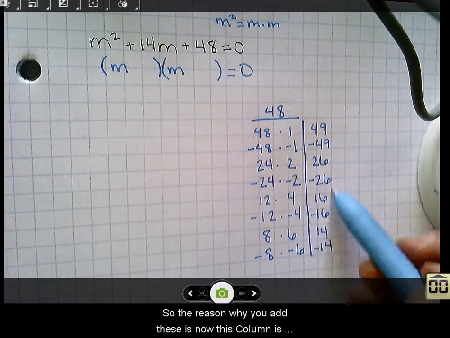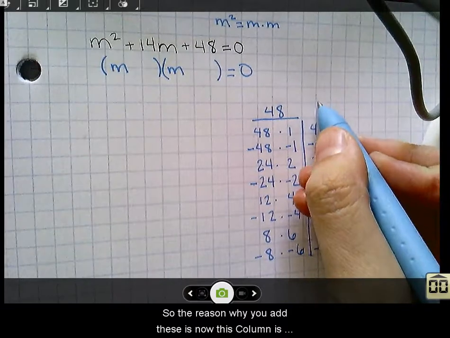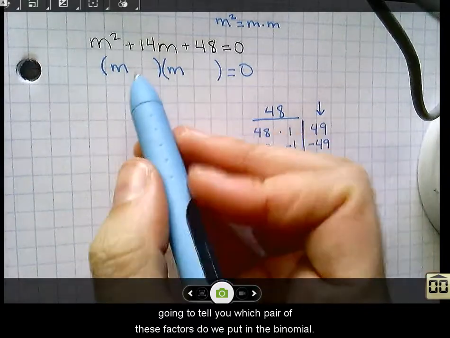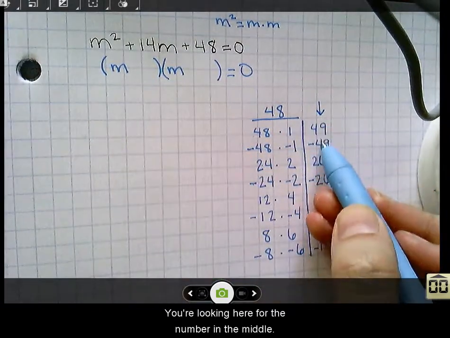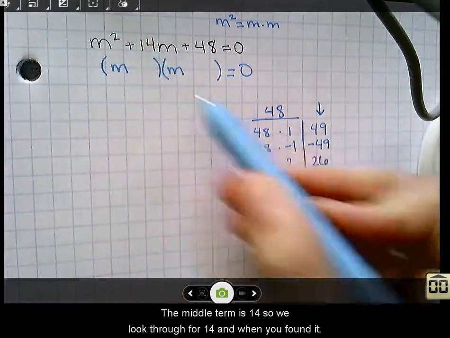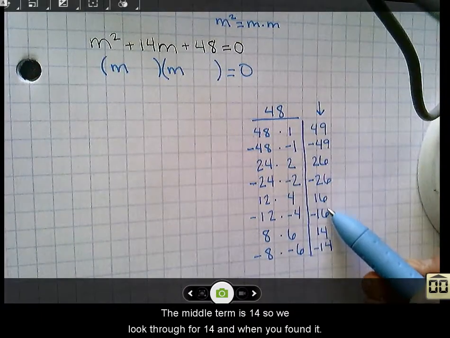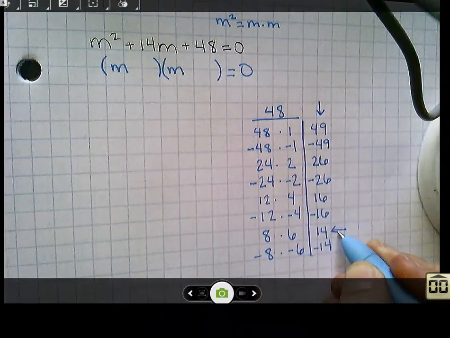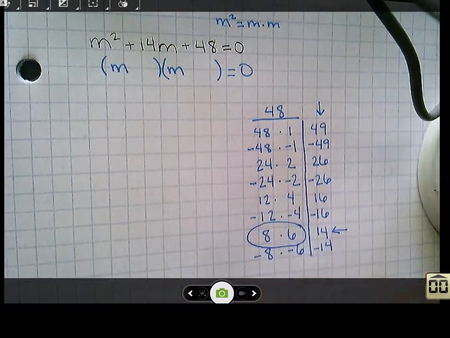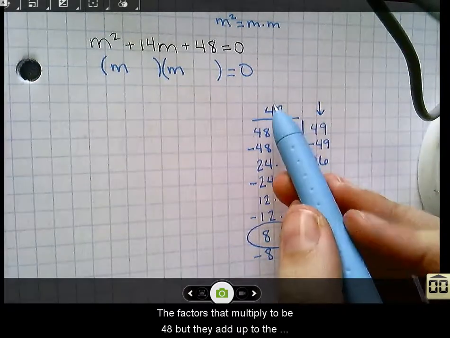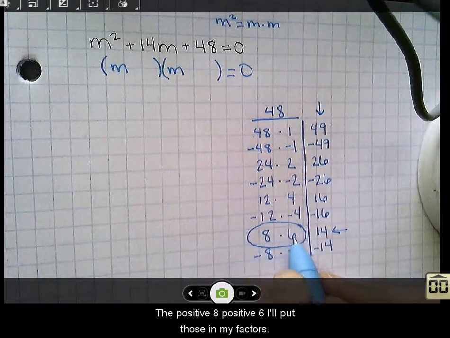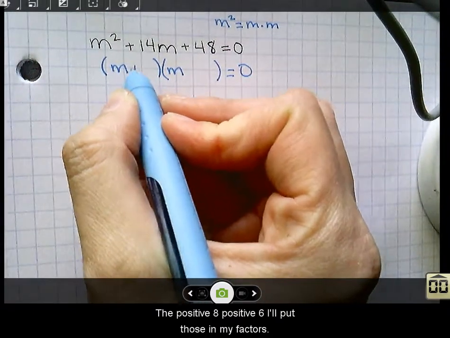So the reason why you add these is now this column is going to tell you which pair of these factors do we put in the binomial. So you're looking here for the number in the middle term. Our middle term is 14. So we look through for 14. And when you found it, that is your clue telling you to use these factors. The factors that multiply to be 48, but they add up to the middle number 14. So positive 8, positive 6, I'll put those in my factors.